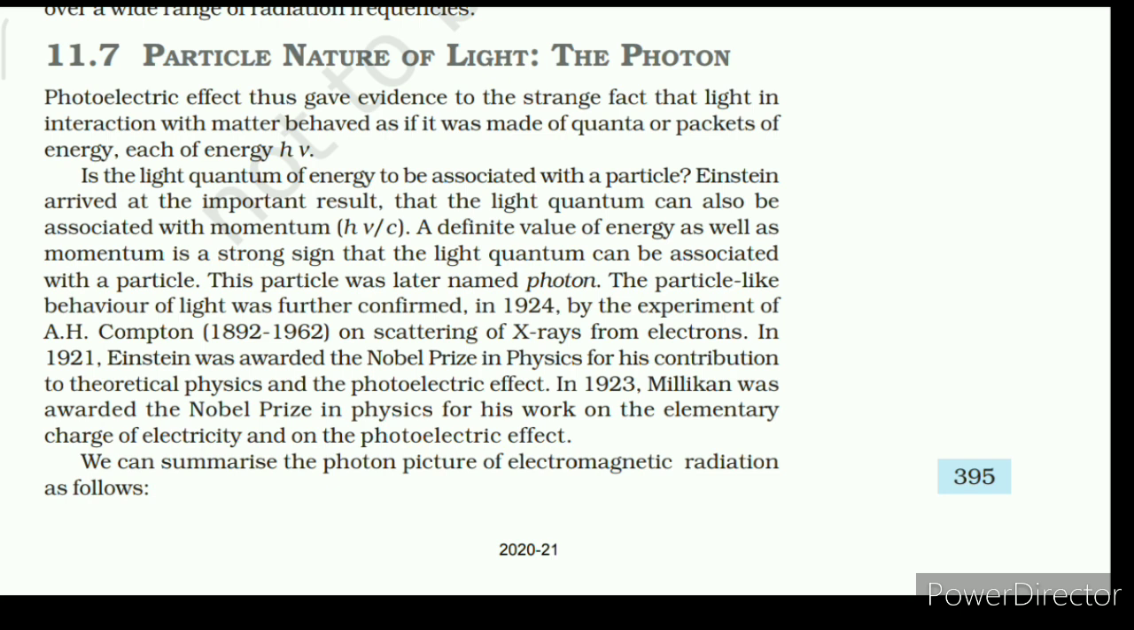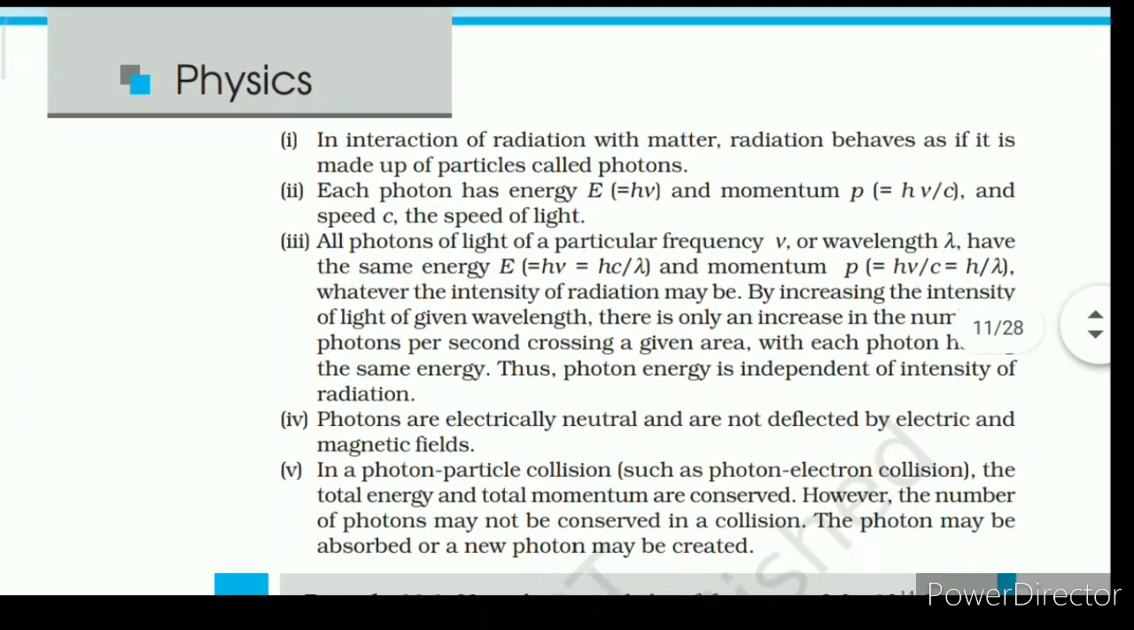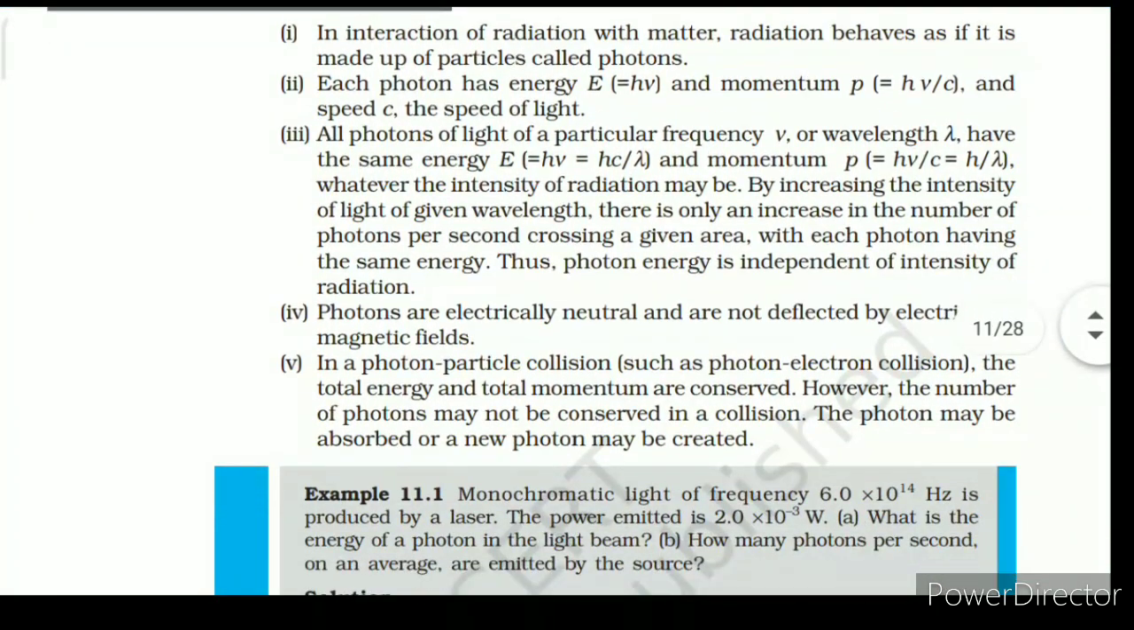Number 3. All photons of light of a particular frequency nu or wavelength lambda have the same energy and momentum, whatever the intensity of radiation may be. By increasing the intensity of a given wavelength, there is only an increase in the number of photons per second crossing a given area, with each photon having the same energy. Thus, photon energy is independent of intensity of radiation. Number 4. Photons are electrically neutral and are not deflected by electric and magnetic fields.